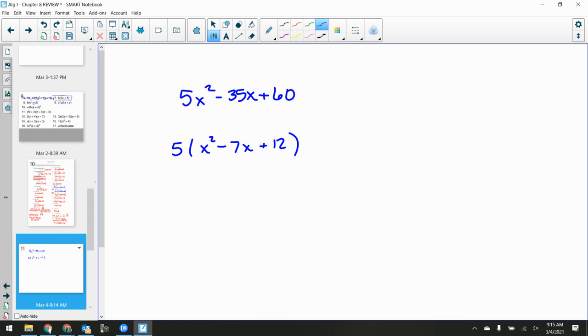Thank you, Will. We find factors of 12 that add to get to negative 7, which are negative 3 and negative 4. Does that make sense? Because I'm looking to get a negative number. If I have a positive product and a negative sum, they both have to be negative, because for the product to be positive it has to be a negative times a negative. That's why it turns out to be 5, x minus 3, x minus 4. Does that make sense?